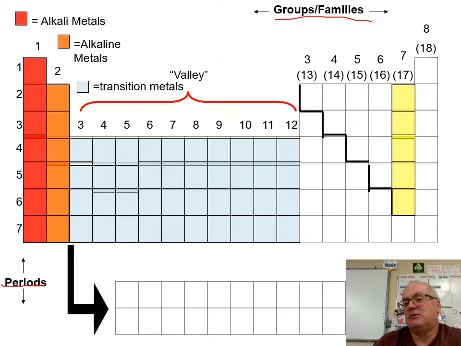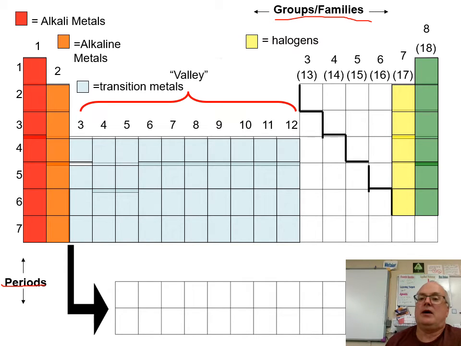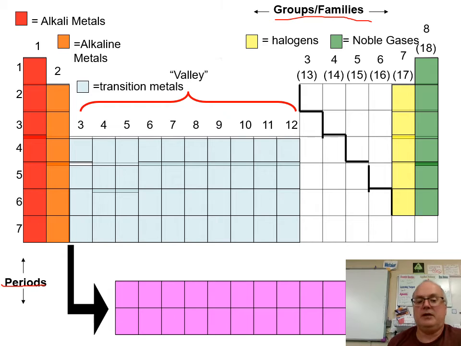Column number 7, so we're switching way over to 17. This is the group that we refer to as the halogens, and they will be colored yellow. Column 8, 18, is going to be colored green, and that is referred to as the noble gas family. And then the final one will be down here in this strip that's kind of pulled out.